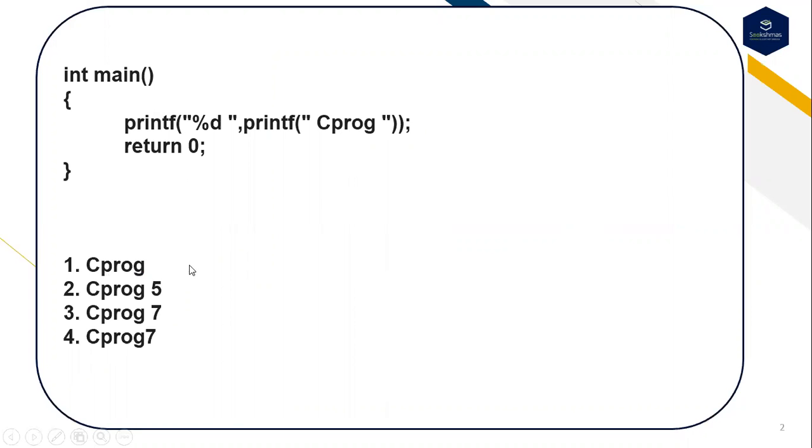These are the following options. Predict the output of this code. First one is C program. Second option is C program followed by 5. The next one is C program followed by 1 space followed by the 7. And the fourth option is C program followed by the 7. So what will be the output of this code? I will explain this code with the practical execution.